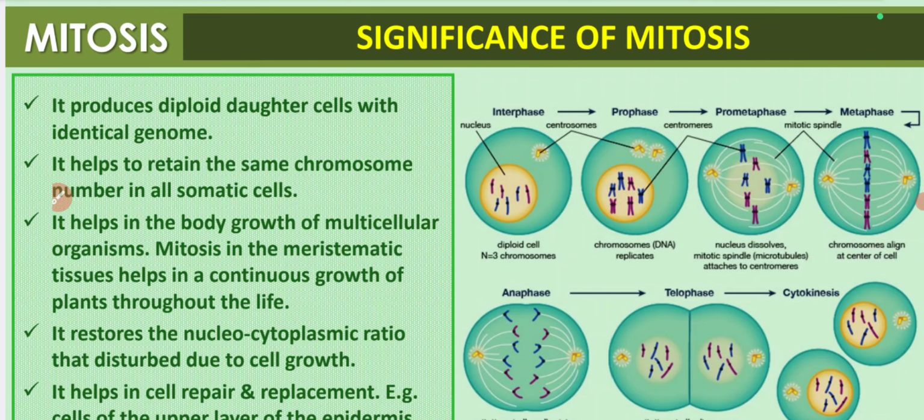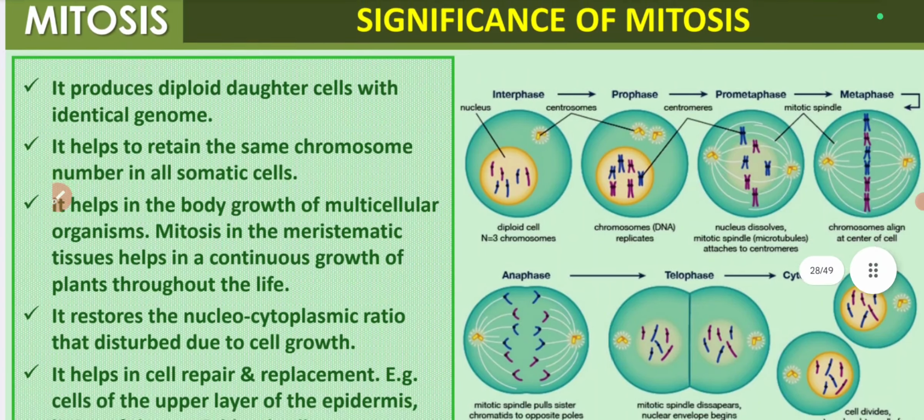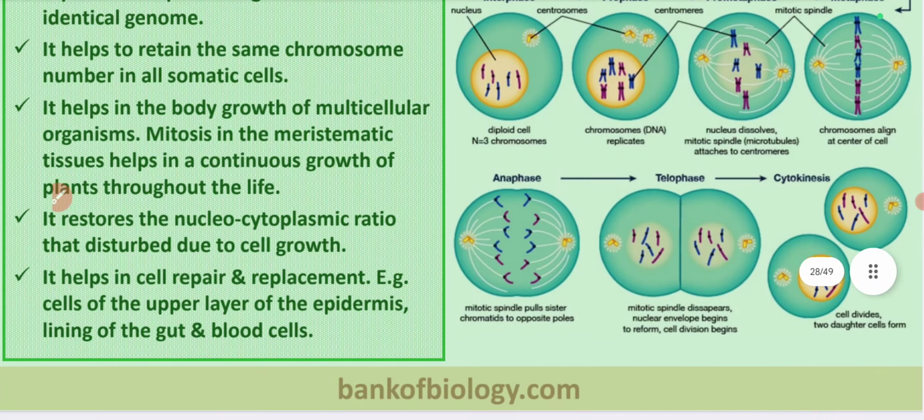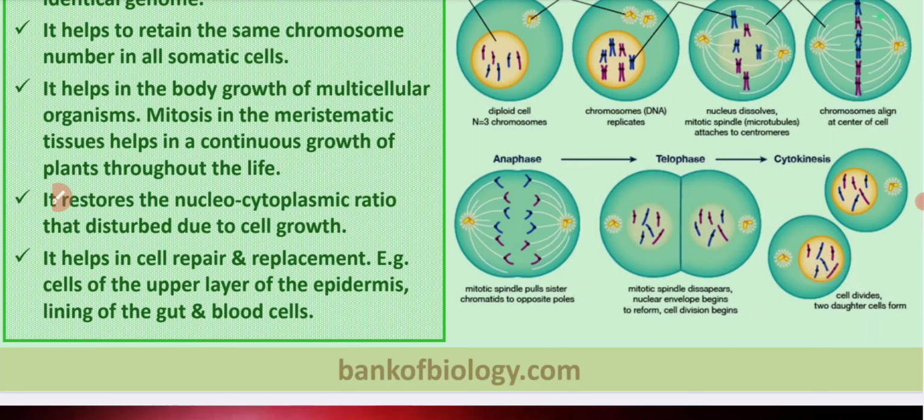Coming to significance, the first point given is that it produces diploid daughter cells with identical genome. It helps to retain the same chromosome number in all somatic cells. It helps in the body growth of multicellular organisms. Mitosis in the meristematic tissue helps in continuous growth of plants throughout life.